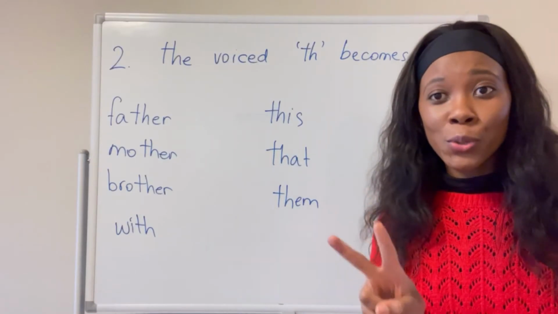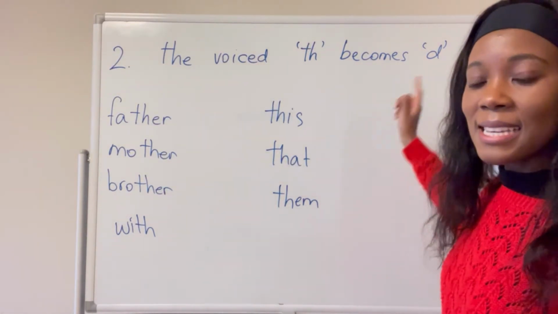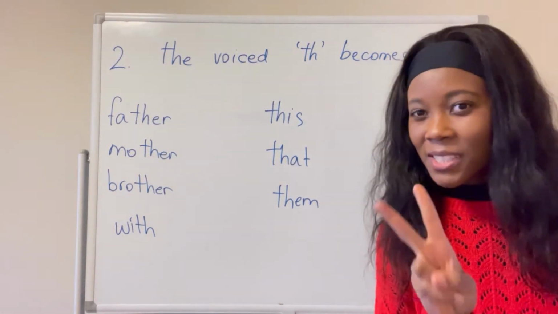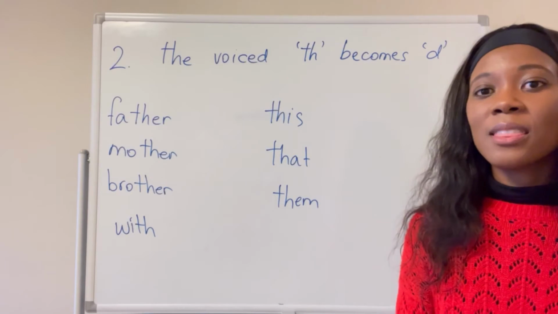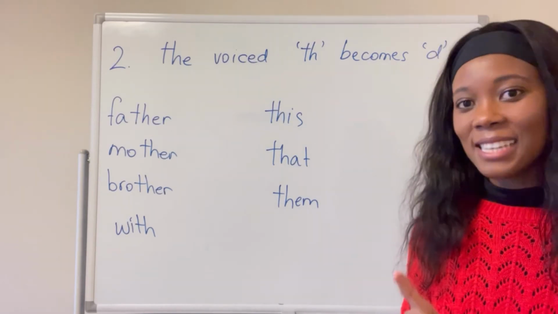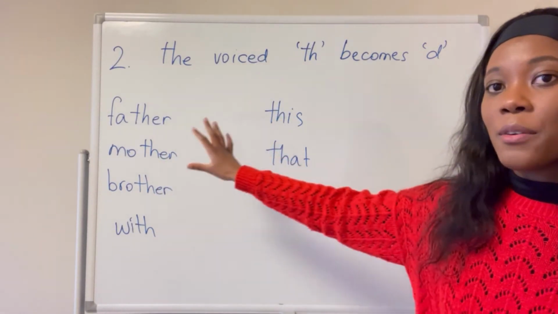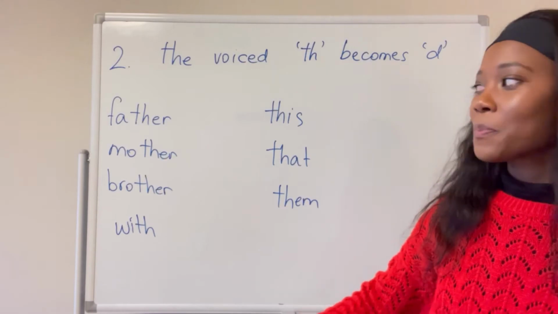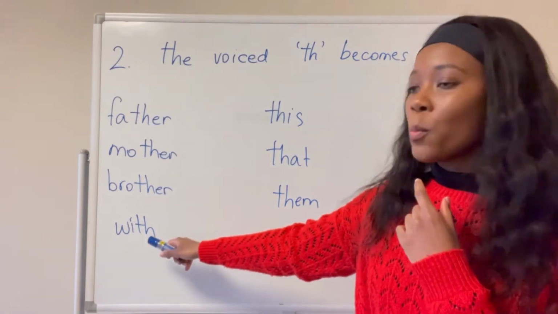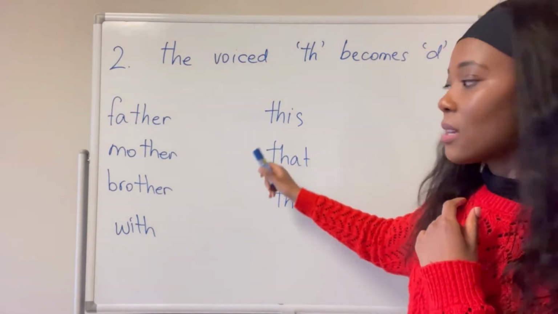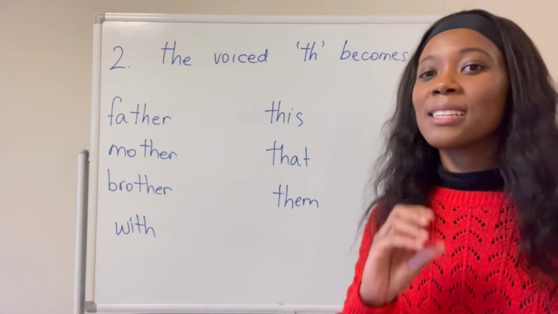Hint number 2. The voiced TH becomes D. Now, in English, there are 2 types of TH. There is the voiced TH and there is the unvoiced TH. So these words have the voiced TH: father, mother, brother, with, this, that, them. So these are voiced TH.